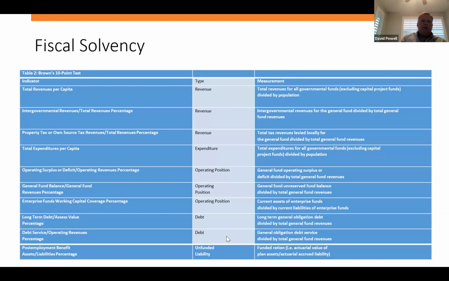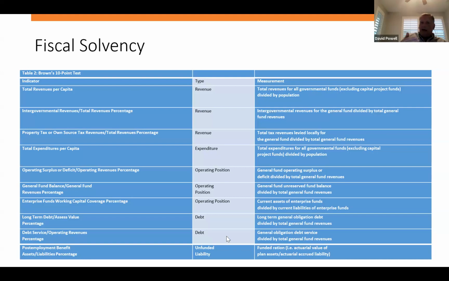And then you look at your pension funds, what are called post-employment benefit assets divided by liabilities. Most of this information is information you'll get from the annual comprehensive financial report. And we'll talk about that in the second half of class tonight. But when you look at your annual comprehensive financial report, most of this information is going to come from the balance sheets in the financial section of that financial report. But this tells you how healthy and how well funded your pension funds are for your employees.